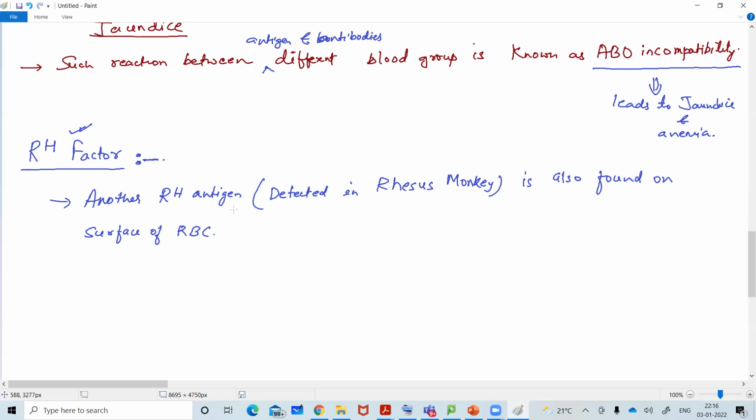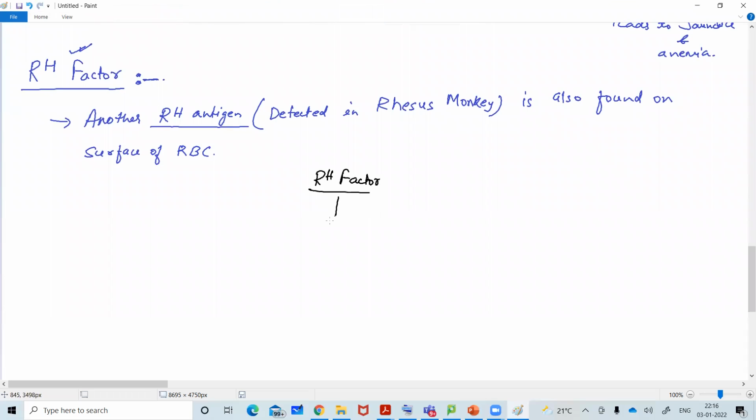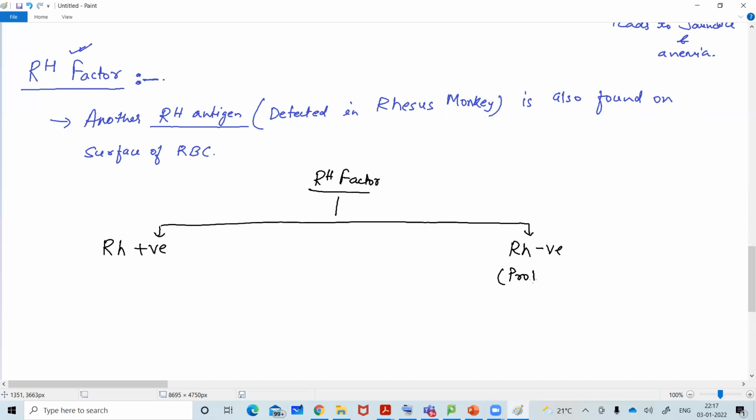So apart from antigen A and B, you have another antigen present on RBC, which is called Rh antigen. On this particular basis, Rh factor, if this factor is present on RBC, we call it plus, positive, Rh positive, Rh negative. When protein is absent, we call it negative, and when protein is present, we call it positive.